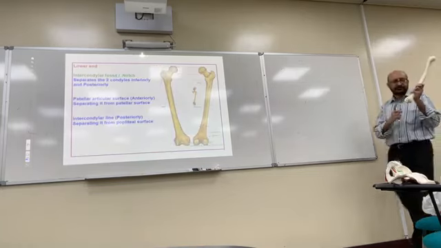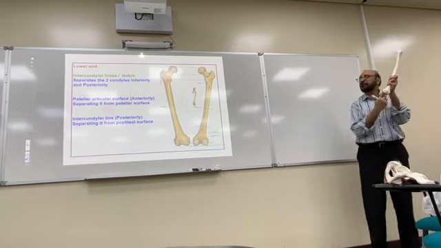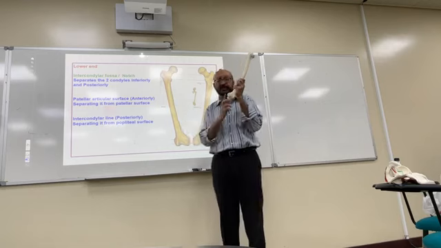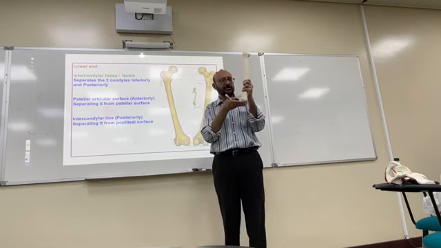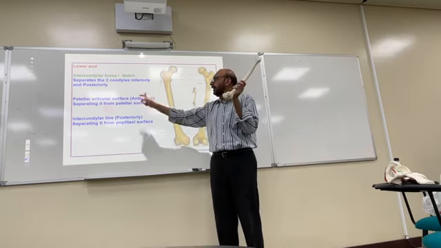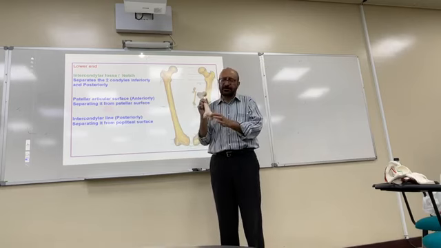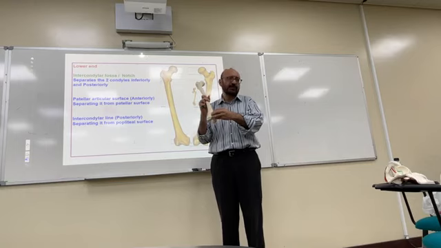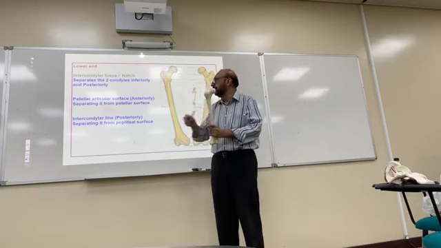Intercondylar notch or fossa separates the two condyles inferiorly and posteriorly, here and here. So this is the intercondylar notch. Patellar articular surface, here is the patellar articular surface. And here is the tibial articular surface to articulate with the tibia. So one surface for patella, one surface for tibia.